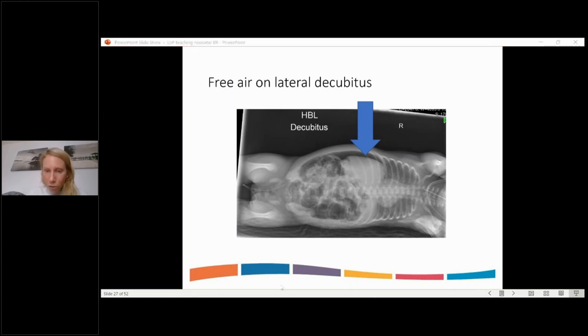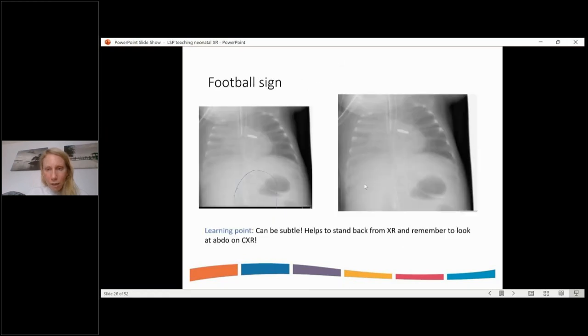Just going to check there's no questions on that one. No. Okay. So I would say this is one of the biggest learning points. Once you've seen the football sign once, you will start looking for it much more in other X-rays. And what may help you if you're unsure is on your X-rays, if you reverse the black and white, sometimes it's easier to see this football sign as well.